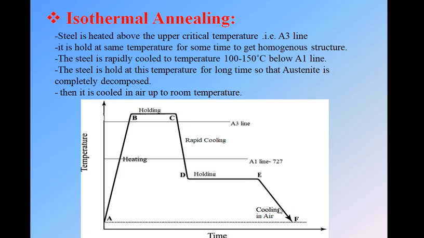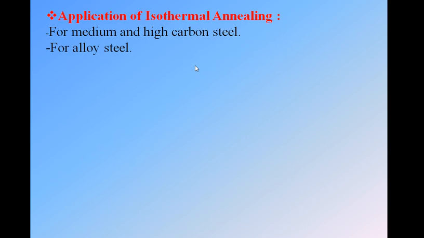Means see, in the first, full annealing process, we have just three processes, that is heating, holding and cooling, and in this process we have 5 steps. First heating, we hold the steel, we cool the steel rapidly, again we hold the steel, again we cool the steel. I mean, this will be a two-step cooling or two-step holding process. So this will take more time than the full annealing process. Where it is used, the application of isothermal annealing is for medium and high carbon steel and for alloy steel.